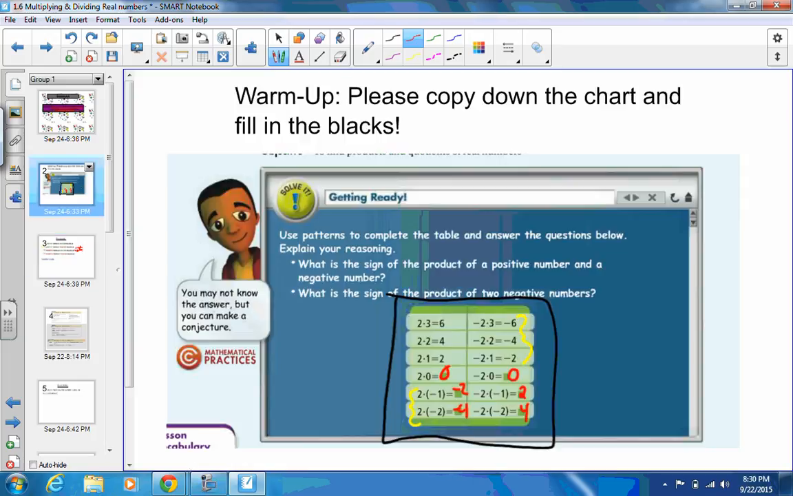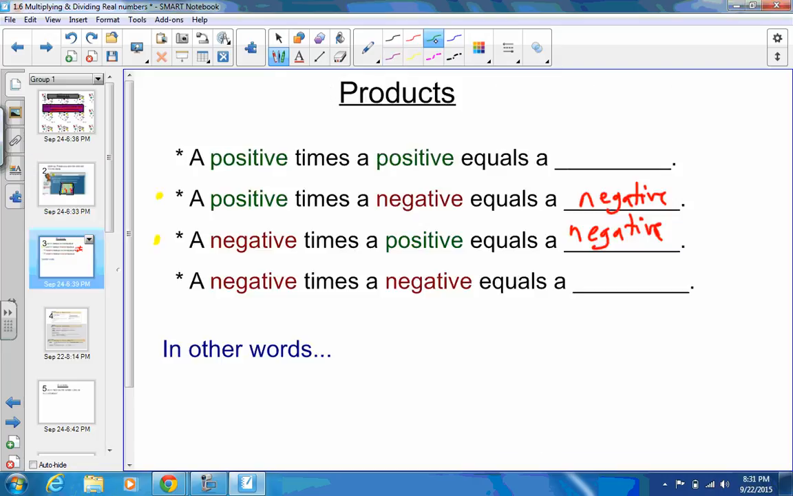Now, second question is, what is the sign of the product of two negative numbers? Two negative numbers we have right here. They're both positive numbers. So if we have two negative numbers to multiply together, the negatives will cancel out. This only works for multiplication and division. But the negatives cancel out and become a positive result. Same thing if you have two positive numbers multiplied together, you end up with a positive result as well. So if you look in here, we're going to fill in the blanks. A positive times a positive would be a positive. A negative times a negative would be a positive answer as well.